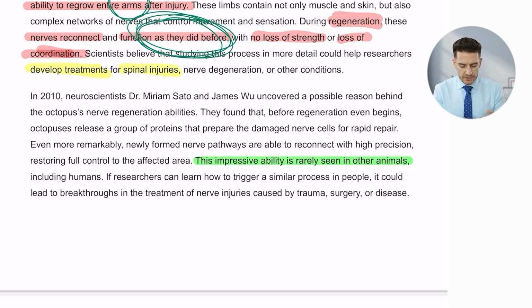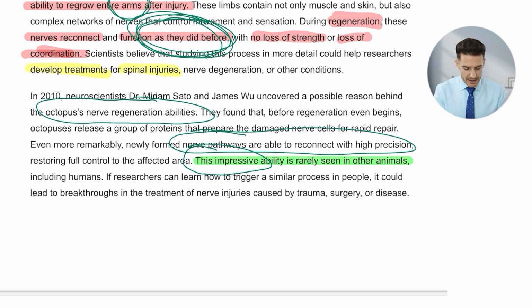Now, like I talked about before, you've got to be careful when it says something like this, because you have to be sure that you're understanding correctly. So let's see what this is talking about. It talks about newly formed nerve pathways being able to reconnect with precision. So that's what it's talking about: regenerating nerve pathways, and those pathways being able to reconnect. Let's go back even further and you'll see it talks here about the octopus's nerve regeneration abilities. So that's what it's talking about.